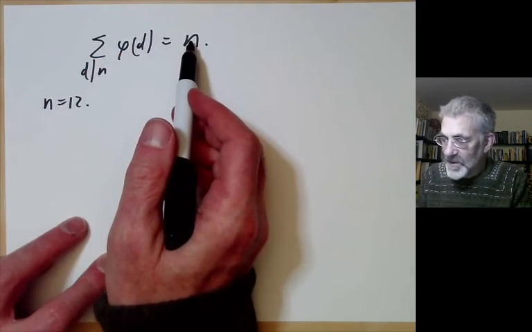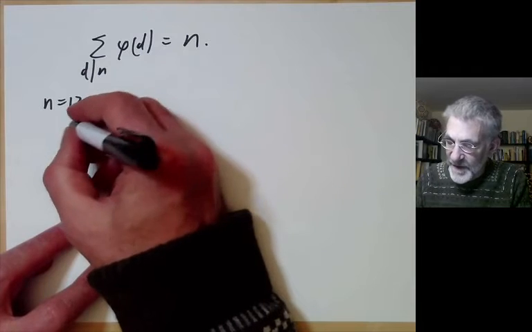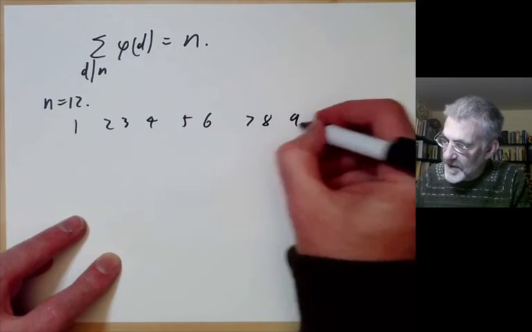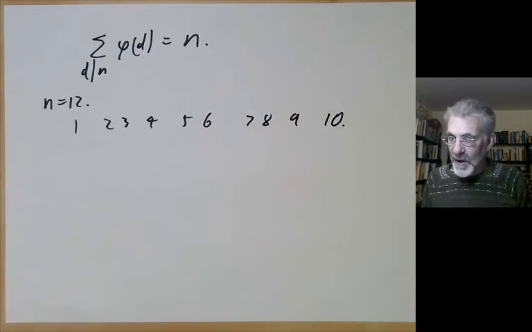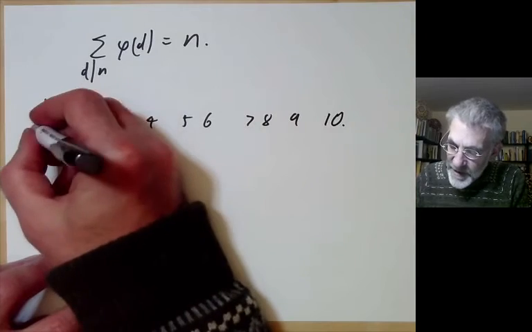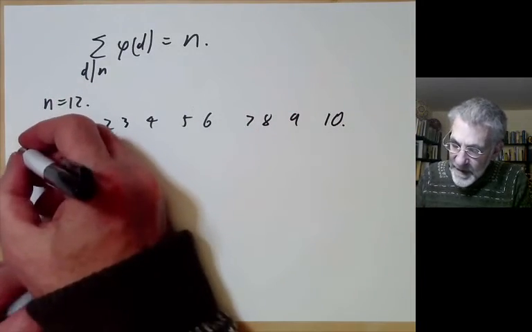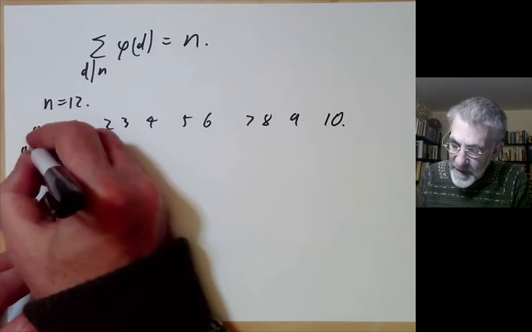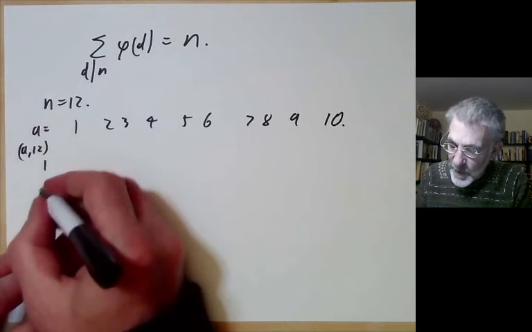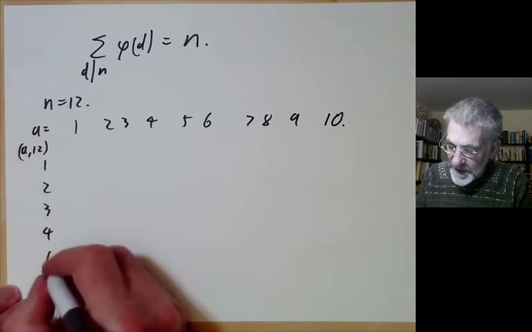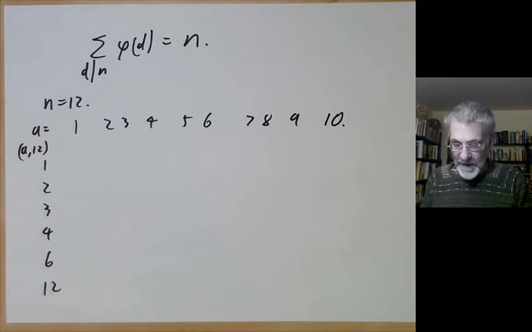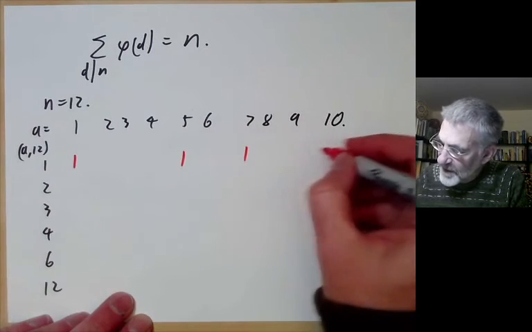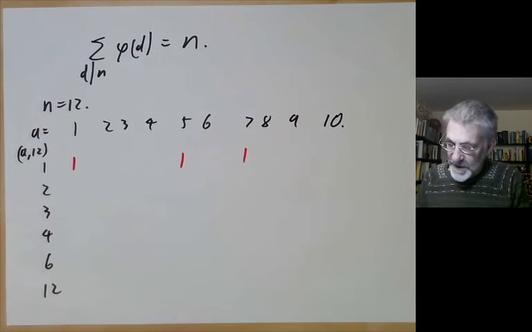So I'm going to write out the residue classes modulo 12. So we have 12 residue classes: 1, 2, 3, 4, 5, 6, 7, 8, 9, 10, 11, 12. And now I'm going to divide them up according to what is the greatest common divisor of a and 12. So it could be 1, 2, 3, 4, 6, or 12. So let's see how this works. Well, the ones with greatest common divisor 1 are 1, 5, 7, and 11.